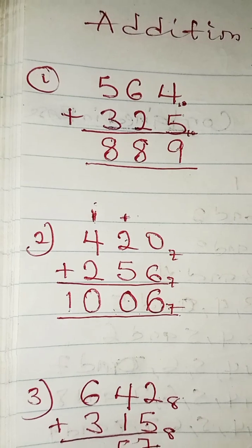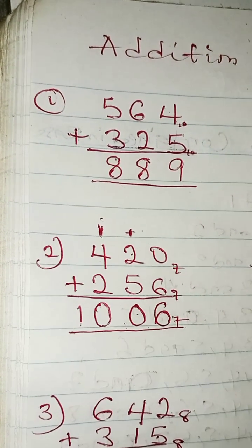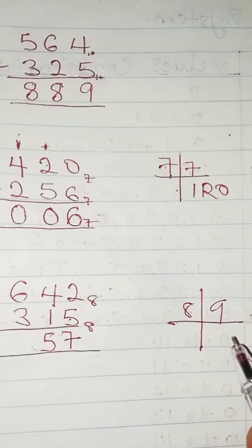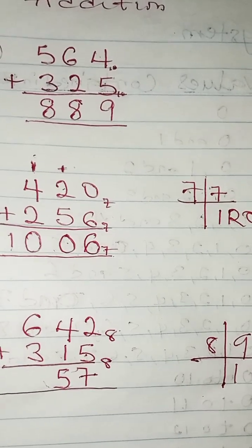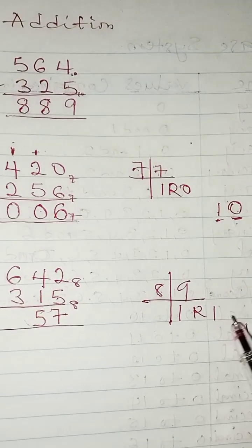6 plus 3 is 9. 9 is more than our base, so we split it down by our base. 8 into 9 will give us 1, remainder 1. So automatically we're having 1, 1. Take note. We're having what? 1, 1. 8 into 9.